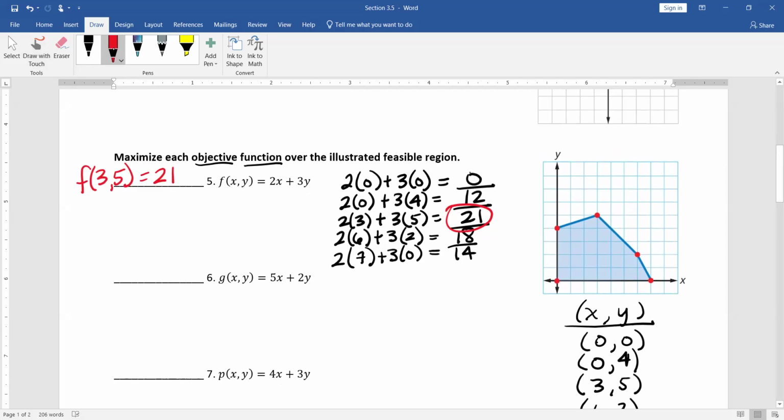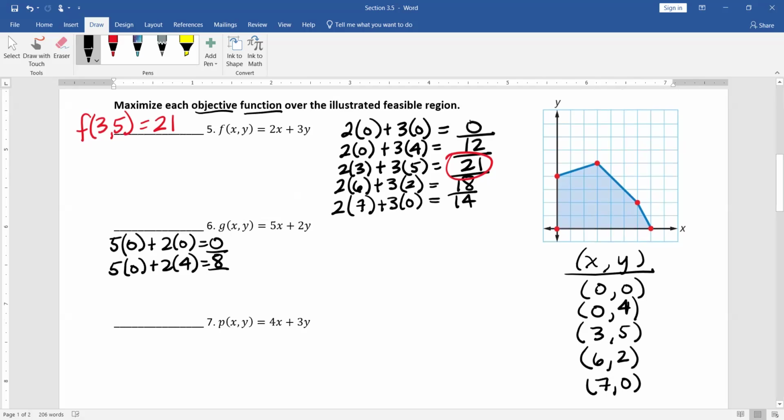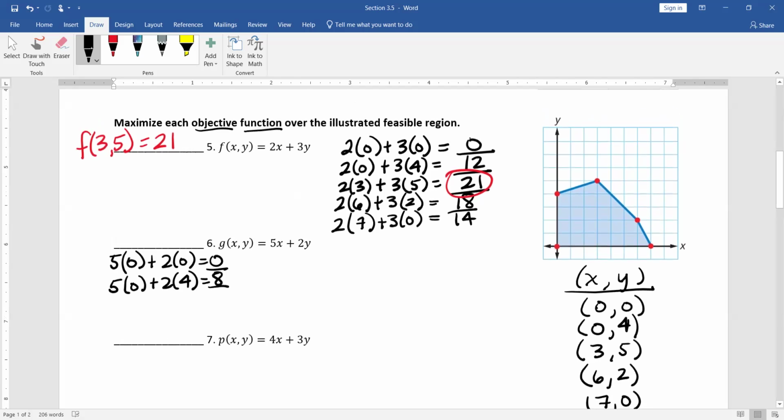All right, I'm going to do this one just a little bit different. So this one is 5x plus 2y. So again, 5 times 0 plus 2 times 0, 0. 5 times 0 plus 2 times 4, 8. How many do I have? 1, 2, 3, 4, 5. I'll do the next one here. 5 times 3 plus 2 times 5 gives me 15 plus 10, so 25.